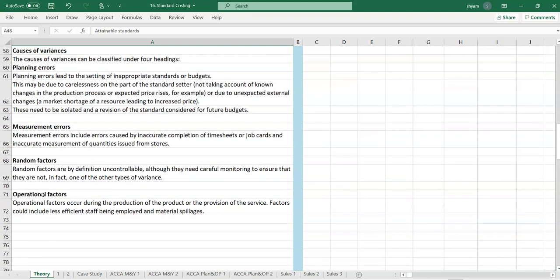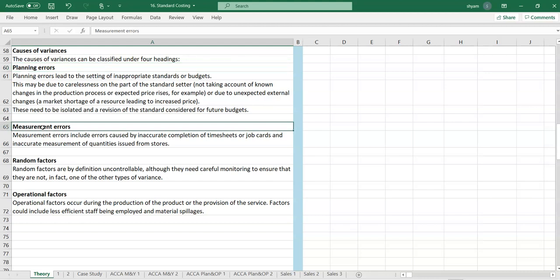So the final element is, why do we have variance in the first place? Why do actual material cost and standard material cost differ? Or why do actual labor cost and standard labor cost differ? Why is this difference occurring? This difference occurs because of four reasons. One is planning: the standard itself is wrong. That can be one of the reasons for the cause of variance.